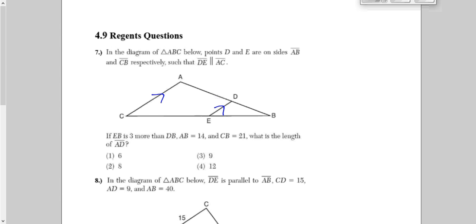Smart. So AB, let's get to the other stuff in there. AB is 14. CB, 21. Okay? And they want us to find AD. So I'm going to put an x here on AD.